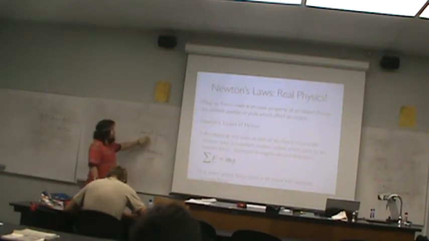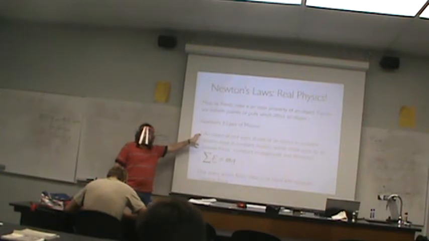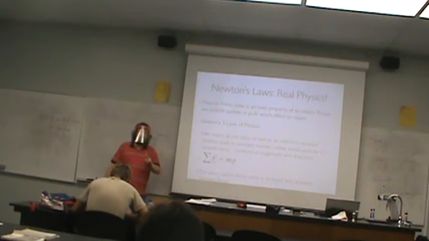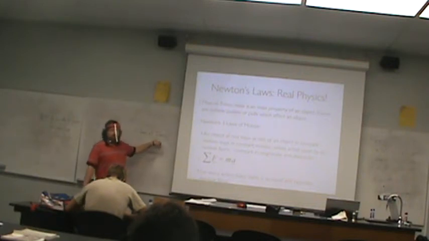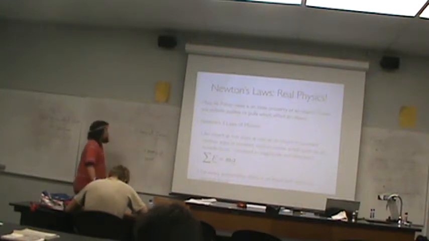So, all matter, all objects made of particles have inertia. Inertia is an object's tendency to stay at rest or stay at constant velocity until acted upon by an outside force. That is the definition of inertia. That's why this is the law of inertia. It is describing that concept.